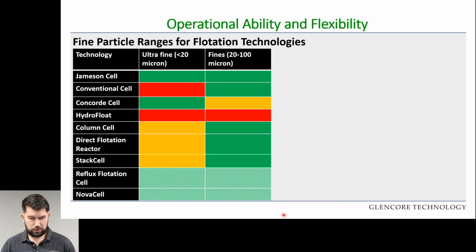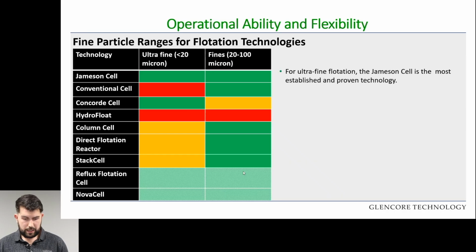Now, we'll break it down so the table's not so big and bulky. We'll have a look at the fine particle ranges for the flotation technologies. So the first table looks at ultrafine and fine flotation. Now, for the ultrafine flotation, the Jameson cell is the most established and proven technology.